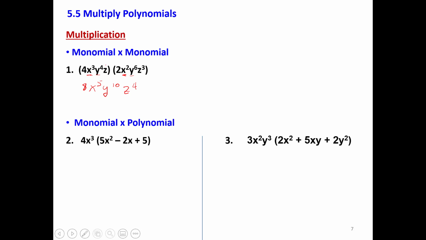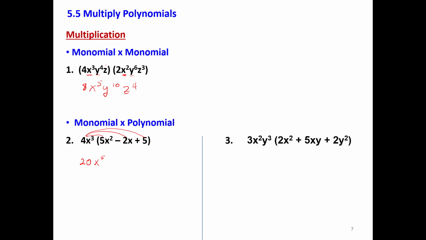Now we want to multiply a monomial times a polynomial. A polynomial is more than one term. Yes. Then what we have to do is distribute 4x to the 3rd through the parentheses. Then we need to multiply this number. 4 times 5 is 20. 20 x. Because we are multiplying, we add the exponents. 3 plus 2 is 5.